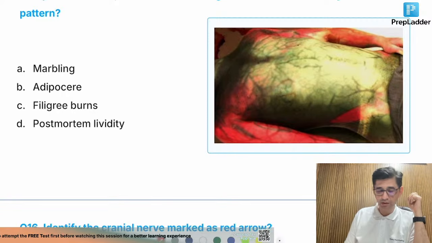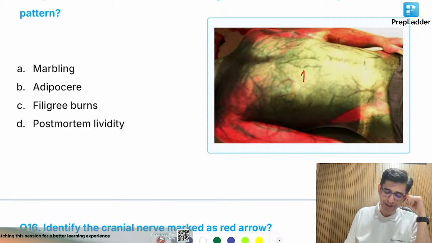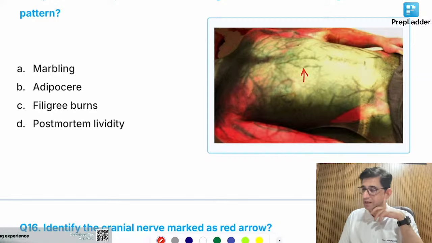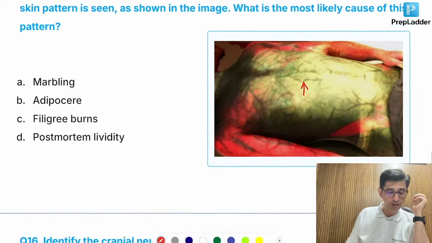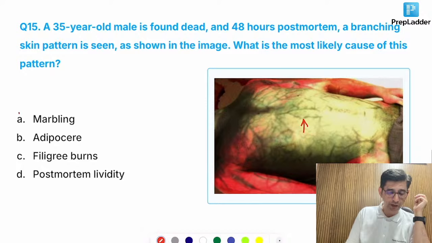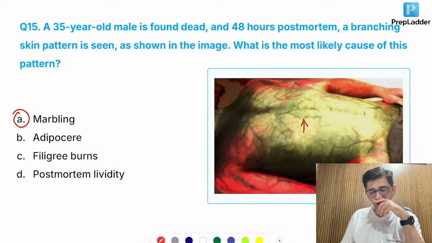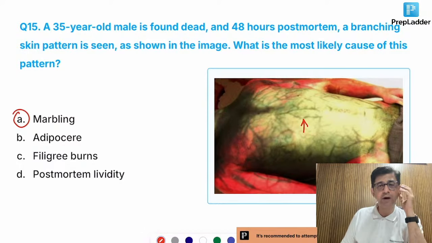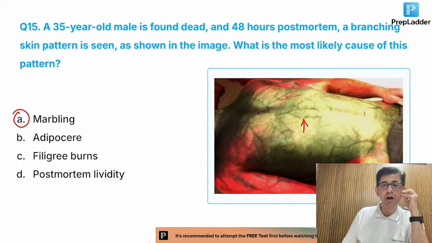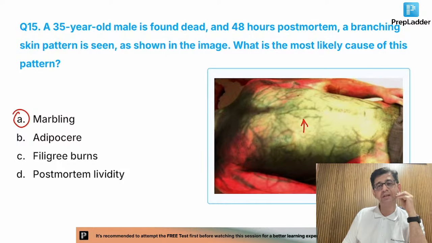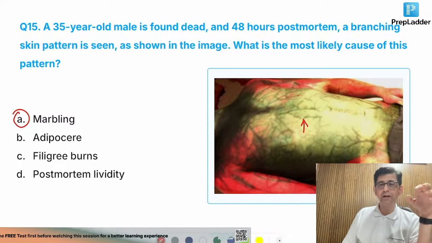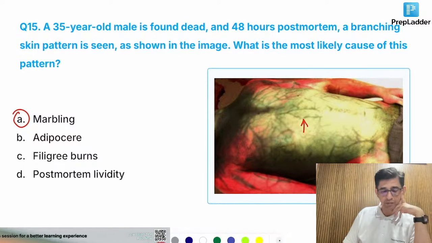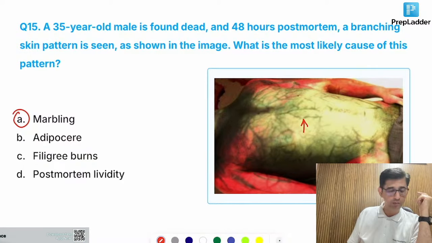You can notice the greenish lines present in this case, that greenish black serpiginous discoloration that is happening. This is very characteristic. This is called marbling. So at 48 hours, the branching skin pattern and the greenish hue in the skin, along with that mosaic, reticular, lace-like pattern, is what is referred to as marbling. So the answer to the 15th is option number A.